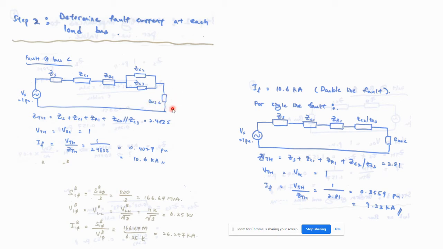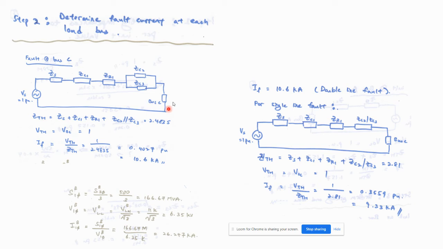By using Thevenin theorem, I want to determine what is the ZTH looking into the circuit from this direction. If you remember from your Thevenin theorem, the ZTH is calculated by switching off all the independent sources. So I switch off all these and open this circuit up, and then calculate the impedance of the circuit. The impedance will be all this in series, summed up with the parallel of these two. That will give me 2.4835 per unit.